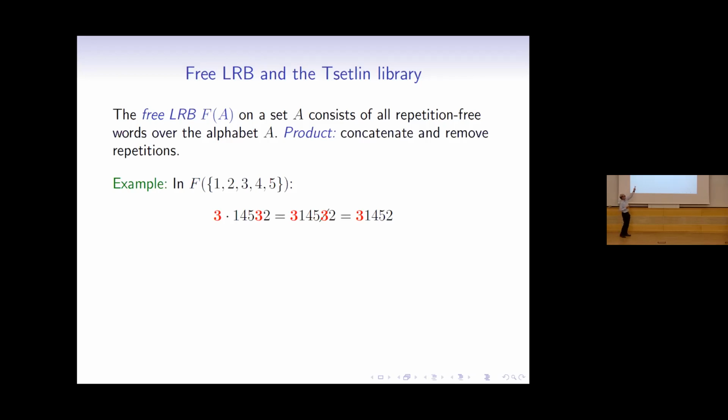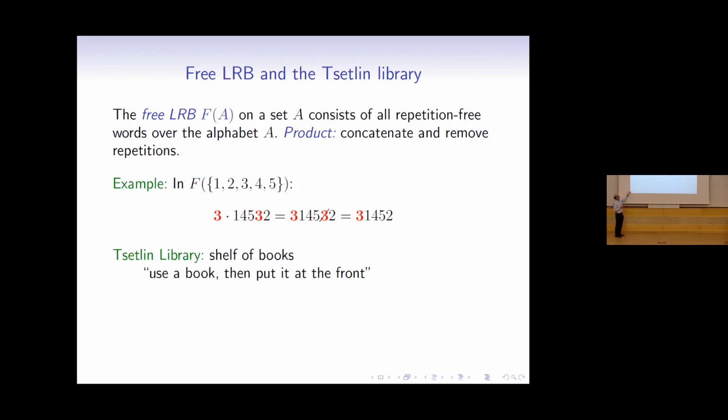We concatenate two repetition-free words and strike out any new repetitions we make. So if I have 1, 4, 5, 3, 2, and I multiply by 3, well now 3 is seen twice, but I read left to right, so I strike out the second 3. That's the product in the free left regular band.